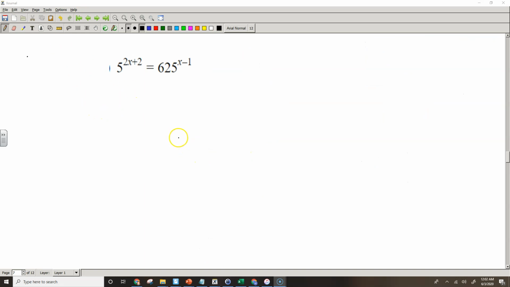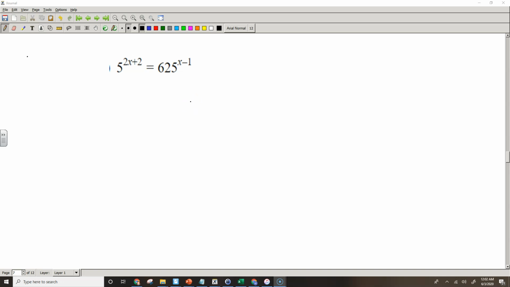You can go ahead and give it a try, pause it, or if you're still a little uneasy on it, then you can just work it with me. So again, I have 5 to the 2x plus 2 equals 625 raised to the x minus 1. This is an exponential equation. We're trying to solve for x, but x is in the exponent.